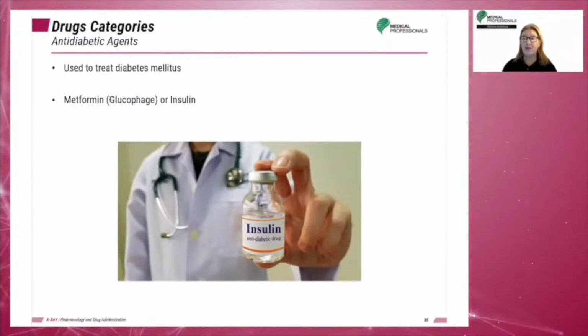Anti-diabetic agents are used to treat diabetes mellitus, which is an insulin deficiency and insulin resistance condition. For example, metformin or Glucophage, or insulin. Metformin should be discontinued for a period of 48 hours after the injection of any iodine-based contrast agent.